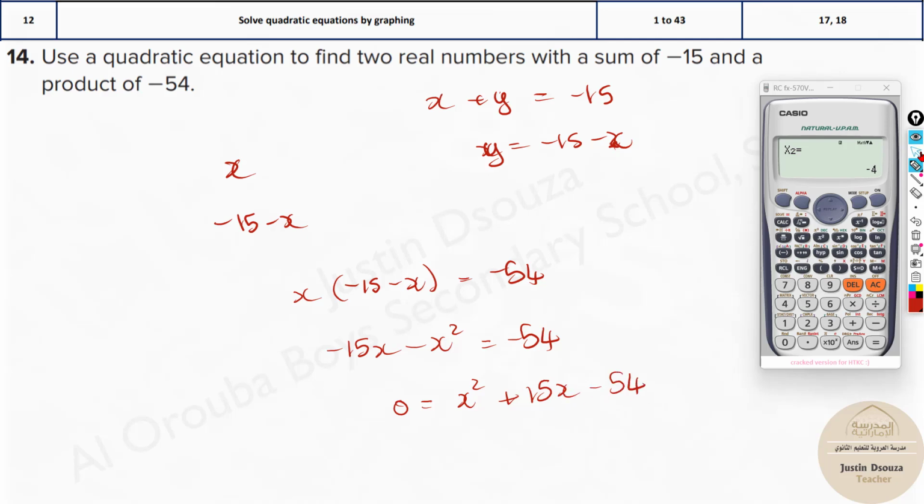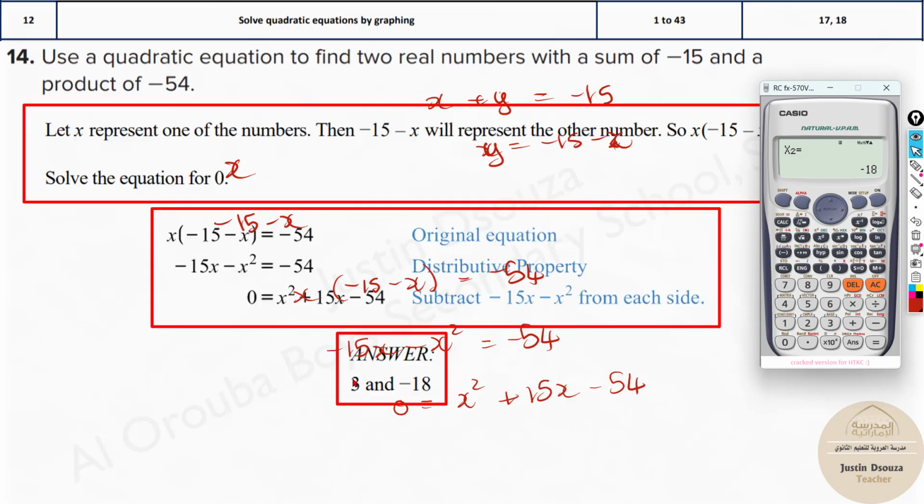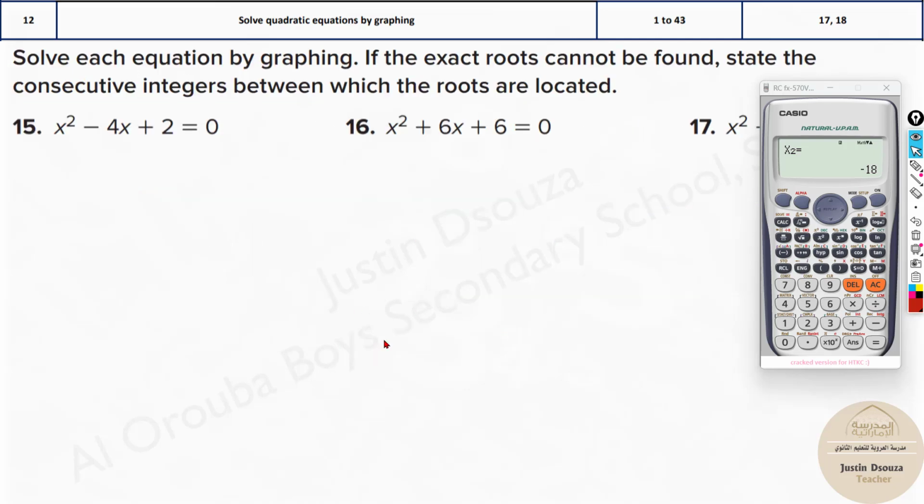Put them in the calculator. Once you're in this mode, if you press on, you'll come back to the same mode. It's 1, it's plus 15, and lastly we have minus 54. The answers are 3 and minus 18. So 3 and minus 18 is the answer. So that's how we solve these problems.